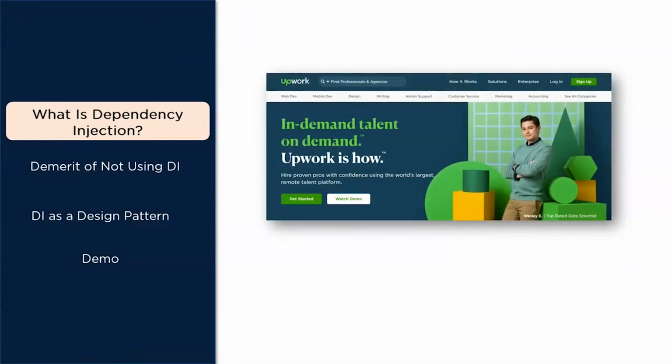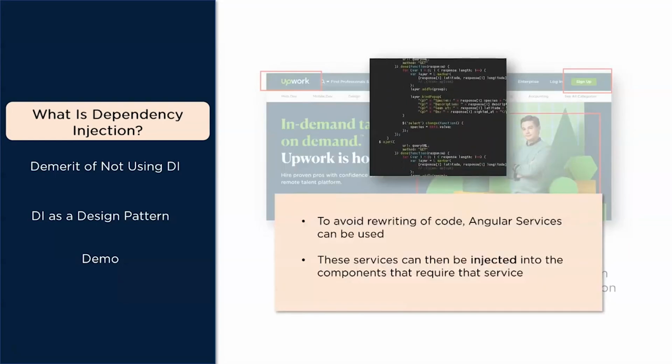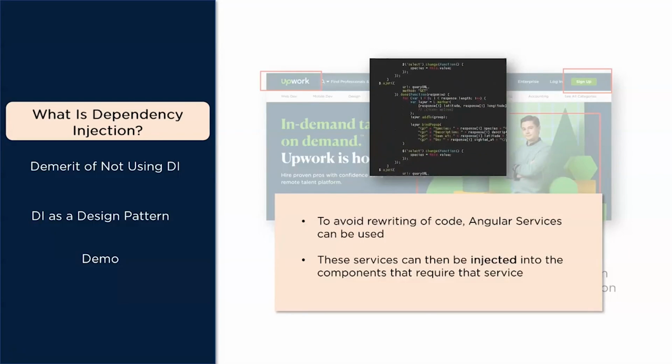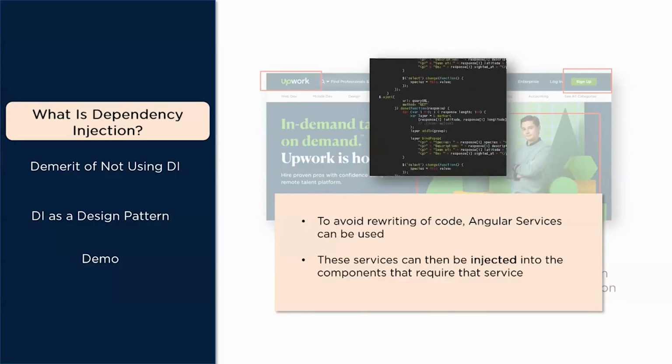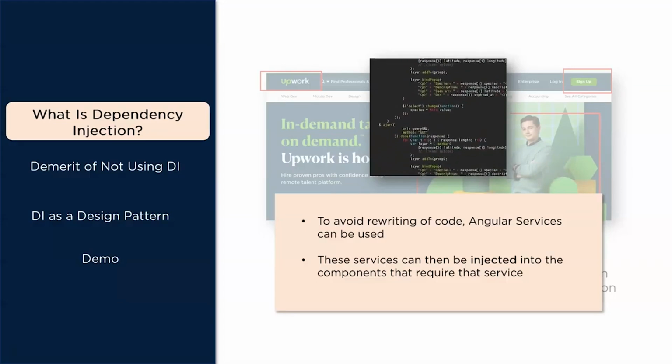So let's consider this. I'm sure you're aware that Angular uses the concept of components. The entire UI of the application is divided into several components. Now, what if all of these components perform similar tasks, be it accessing the database, rendering images, etc.? Instead of writing the same piece of code for every component, you could write the code once and then perhaps inject the same code into every component. Now, this is supported by dependency injection.